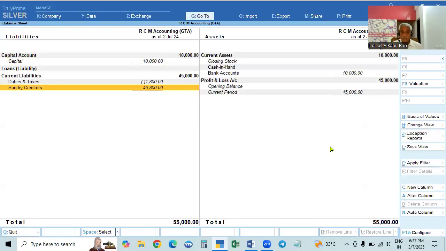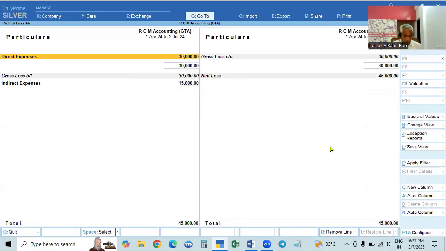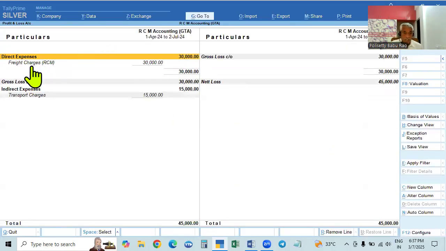Look. Now go to the profit and loss account. See, the RCM charges we treated as direct expenses, and direct expenses go to the trading account. This one we don't have any RCM liability. We are taking it under indirect expenses. So in the indirect expenses in the profit and loss account, transport charges shall show.